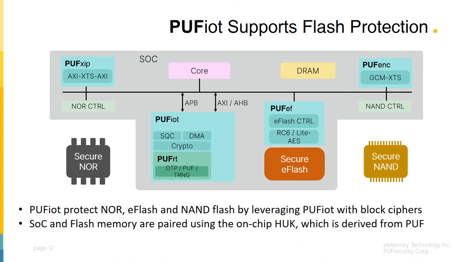An existing threat model for counterfeiting is that a hacker can read out the storage from the standard interface of external flash or use reverse engineering to get the data in the flash memory cell. PUFiot can protect embedded flash, NOR flash, and NAND flash by leveraging block ciphers and an on-chip hardware unique key. Even if a hacker can read out the content or move the flash chip to combine with another device, since the content is encrypted and there is no paired key, the system cannot be further executed. Therefore, SoC and flash memory are paired and can further prevent counterfeiting.